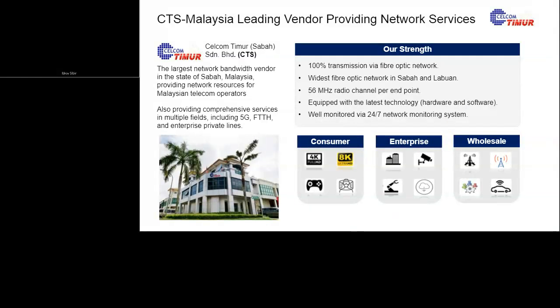CTS is the largest network bandwidth provider among Malaysia's telecom operators in the state of Sabah, also providing comprehensive services in multiple fields, including 5G, FTTH, and enterprise private lines. Our transmission network is a 100% fiber optic network, and we have the widest fiber optic network in the state of Sabah and Labuan. Besides the fiber resources, the network has been equipped with the latest technology, both in hardware and software, serving consumers, enterprises, and wholesale.